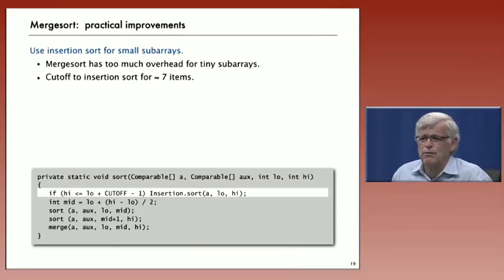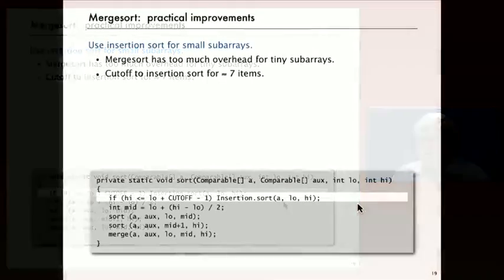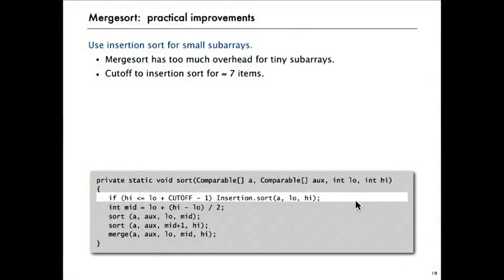And what's worse is the recursive nature of the sort definitely means that there's going to be lots of subarrays to be sorted. So one improvement that we can make is to just cut off and use insertion sort, which is simple and efficient for small subarrays. So that's adding this one line of code to merge sort. It'll make it quite a bit faster, maybe 20% faster.